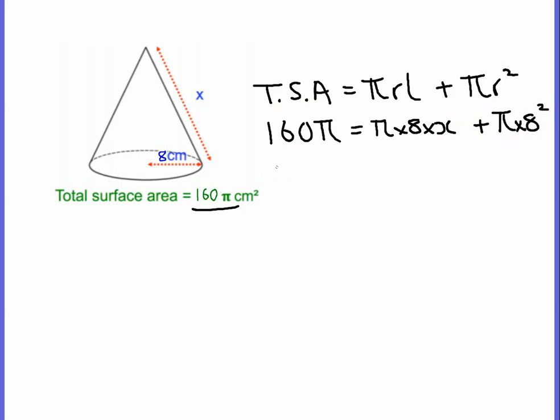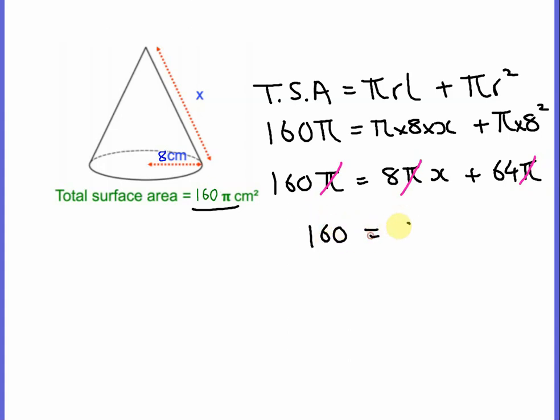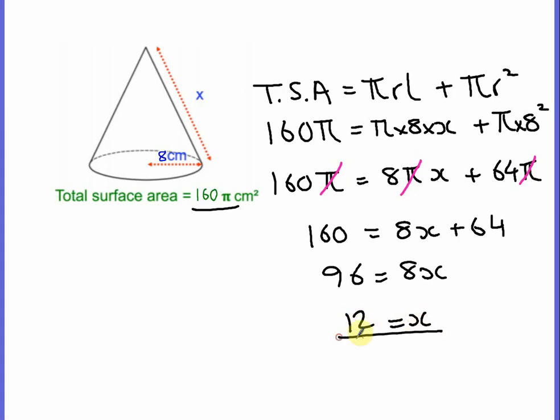So let's tidy this up. So we've got 160 pi here, 8 pi's, so 8 times pi is 8 pi x plus 64 pi. Now, because it's an equation, if I divide both sides by pi, I have to do it to every single term on both sides. That's fine, I've just divided by a number, I can do that. I'll tidy this up, so I have 160 equals 8x plus 64. So let's get the x's on the right hand side on their own, let's minus the 64, divide by 8, and we have now worked out that the slanted length is indeed 12.